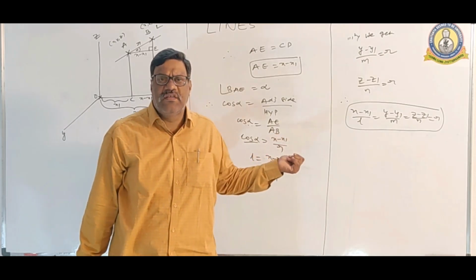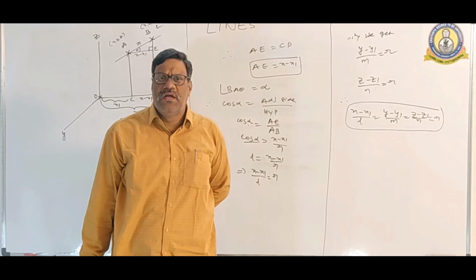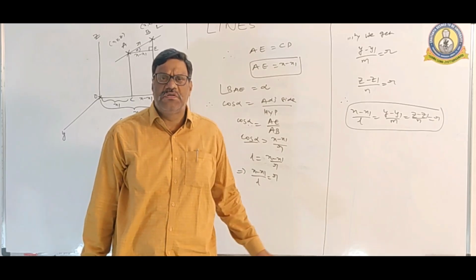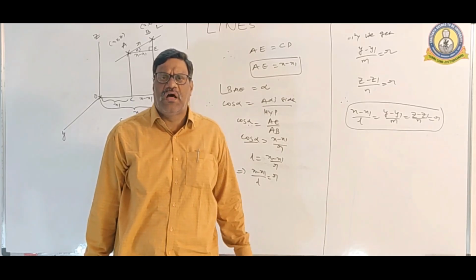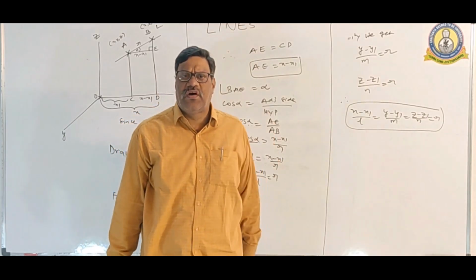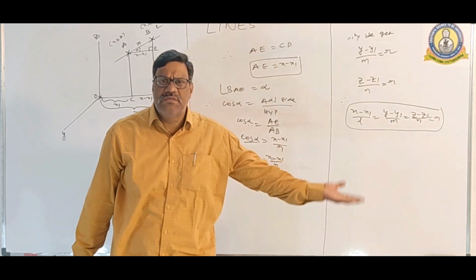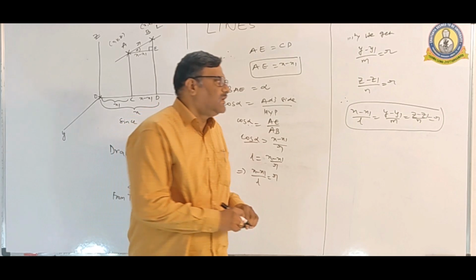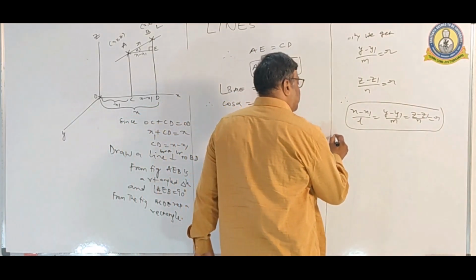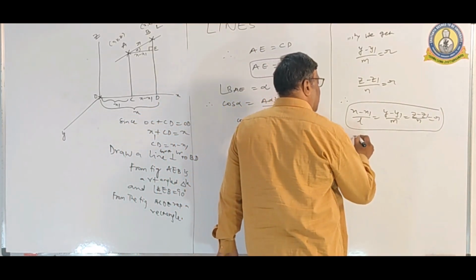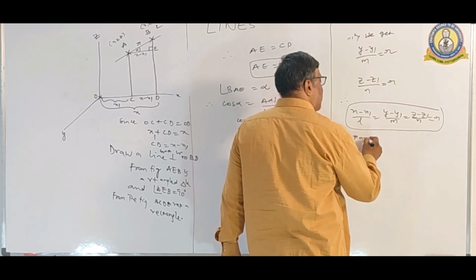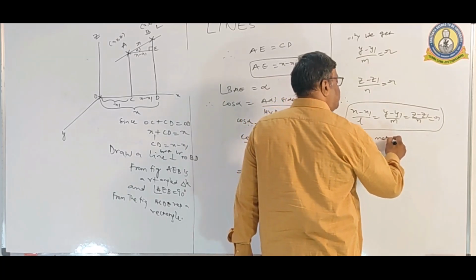So here, x minus x1 by l is equal to y minus y1 by m is equal to z minus z1 by n is equal to r. It is called the symmetrical form of a line. Similarly, using the symmetrical form, I can obtain the other form of the line called the parametric form of the line.